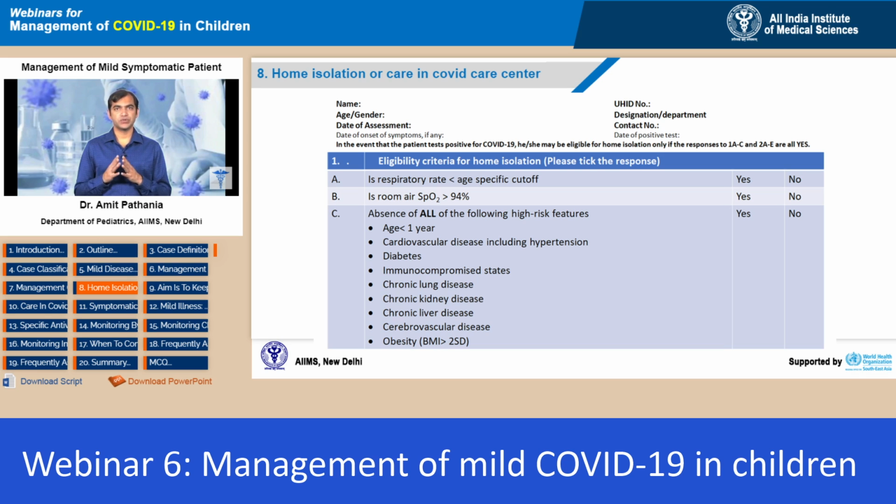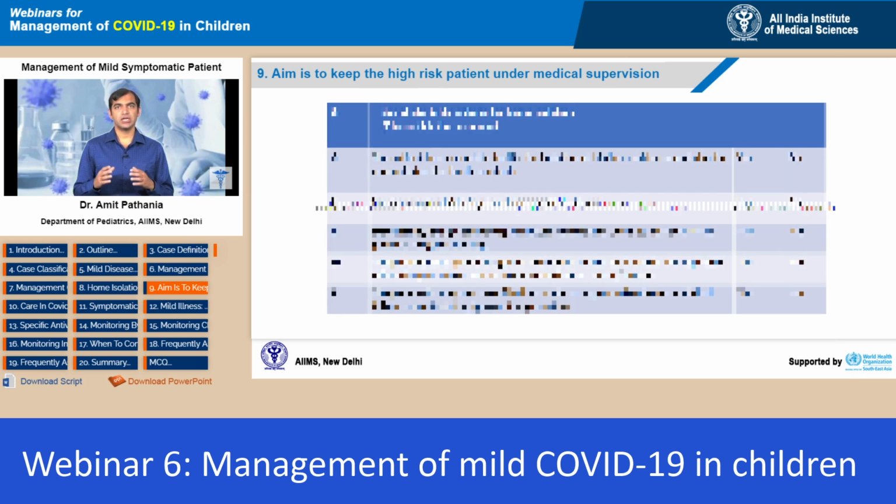Room air saturation more than 94%, and there should be absence of all of the following high-risk features: infants, cardiovascular disease including hypertension, diabetes, immunocompromised states, chronic lung, kidney, or liver disease, cerebrovascular disease, or if the child is obese. Second is the social eligibility criteria for home isolation.